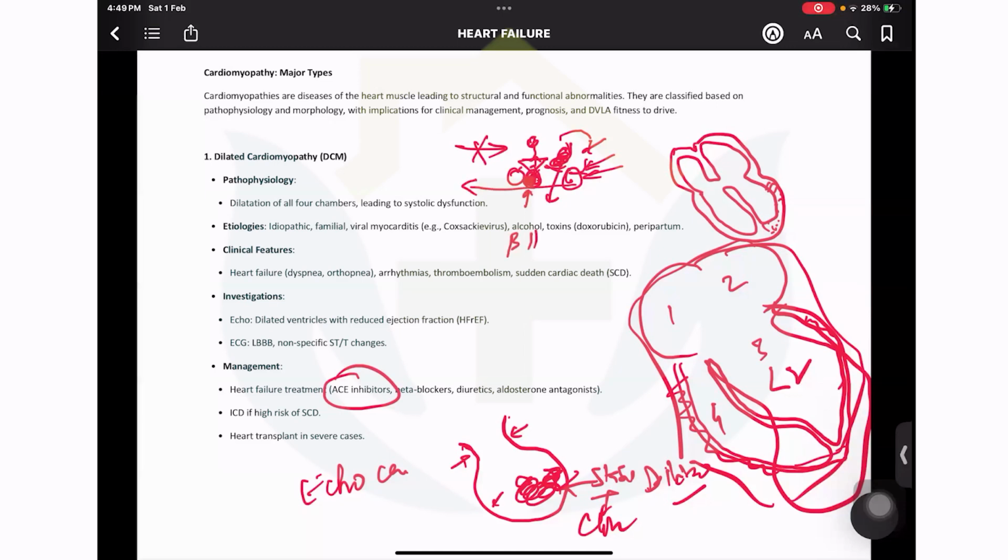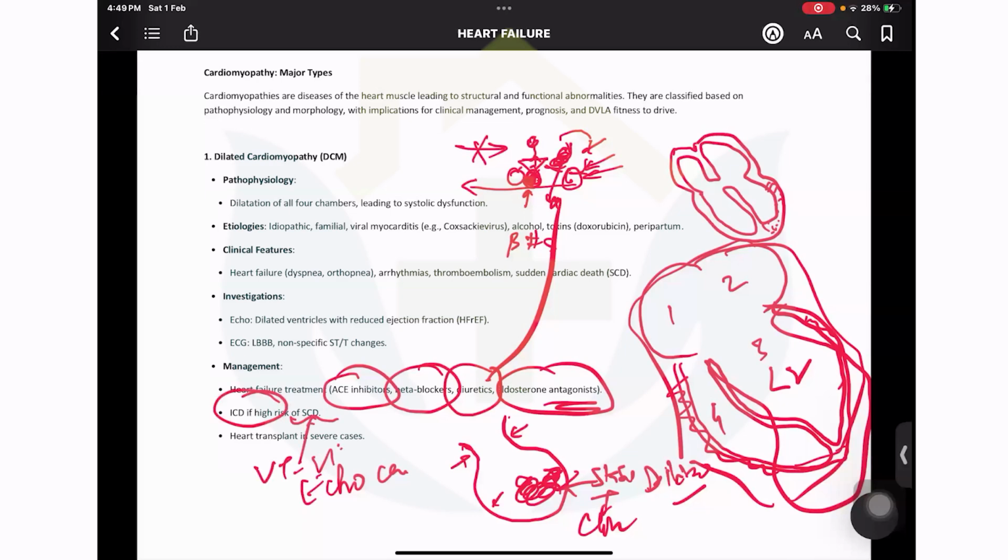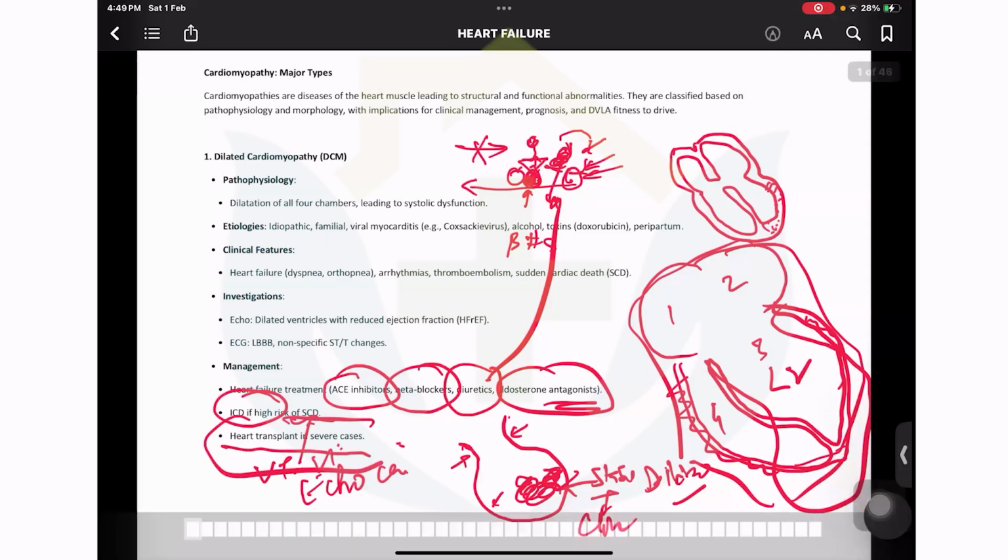So beta blockers, very important to control the heart rate. Diuretics to unload the patient. Aldosterone antagonists to unload the patient, also to strengthen the muscles a bit. If the risk of sudden cardiac death is high, we know that the risk of sudden cardiac death is because of the VT/VF. So putting a patient on ICD is important. And in rare and severe cases, heart transplant is the key.